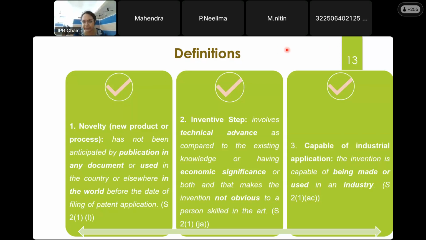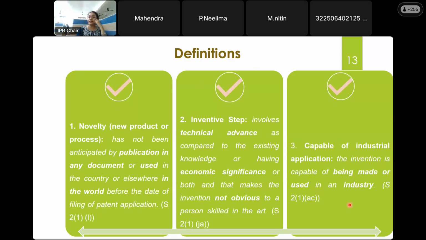Any question on this? Inventive step might sound a bit odd, a bit complicated. If you have any question, you can ask me in the chat. Since I don't see any question, I assume that you don't have any question.